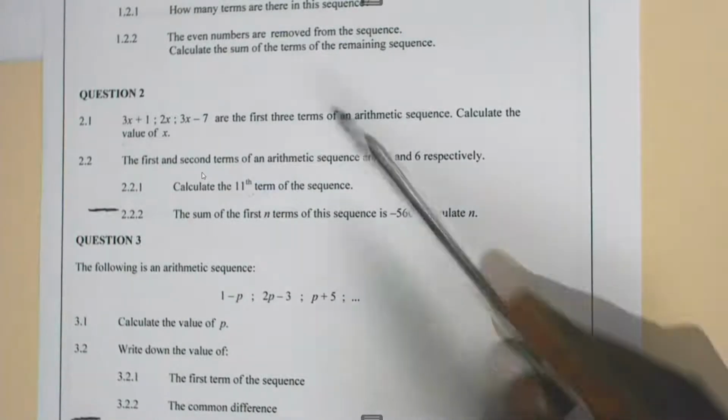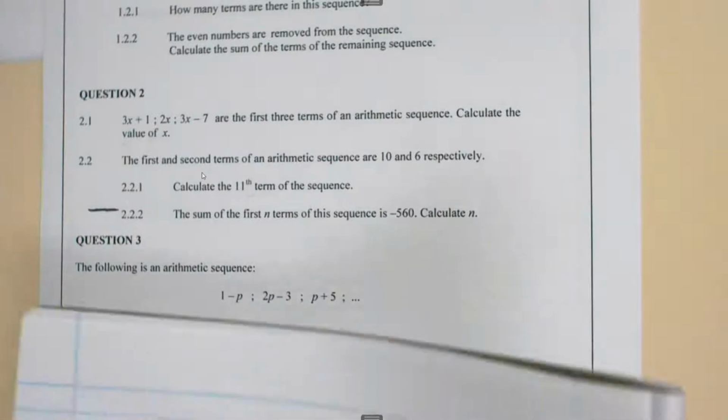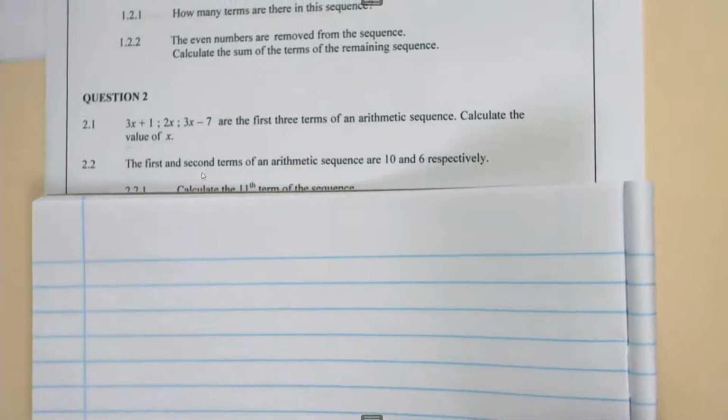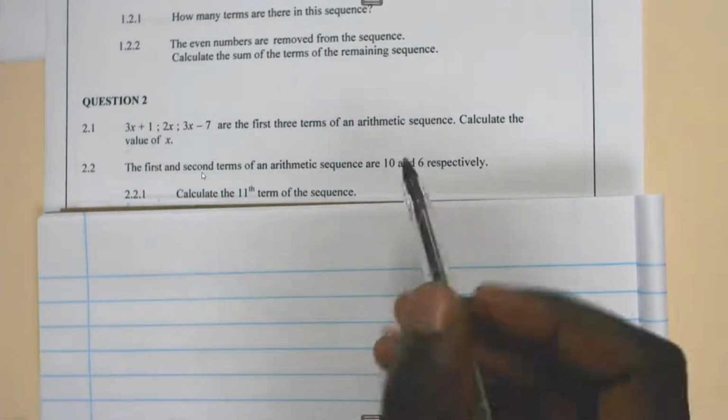These are the types of questions that we can expect in our examinations. These are from previous question papers. The first one says 3x plus 1, 2x, 3x minus 7 are the first 3 terms of an arithmetic sequence. Calculate the value of x.